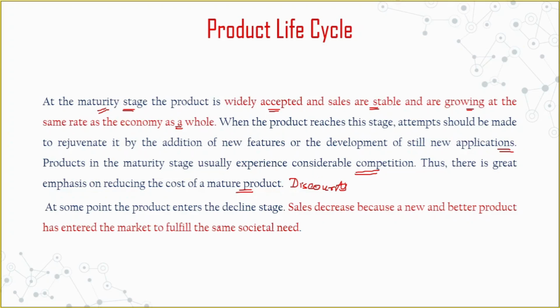At some point the product enters the decline stage, because a new product is also there in the market. The sales of the existing product will start to decrease because a new and better product has entered the market to fulfill the same societal need. We know the needs of the people are changing, and due to this reason we are changing our products very often. So this is your maturity as well as the decline stage.